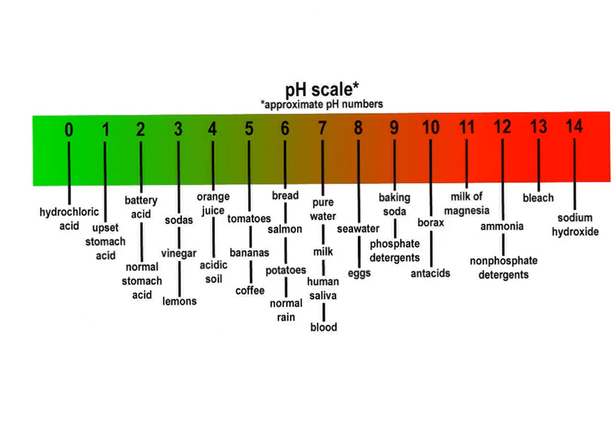At 0 is hydrochloric acid, and then as we keep going up the scale, you have upset stomach acid, which means the stomach's full of acid. You have normal stomach acid, you have vinegar and orange juice, and all these things that you use in daily life. And then as you go up towards the base side, you have a lot of things we no longer eat, except for eggs. We have detergents and borax and ammonia and bleach and sodium hydroxide. These are things we don't eat. So humans don't really eat bases, other than really, really slightly basic. But we do like things that are in this mild acid range for a lot of our foods.